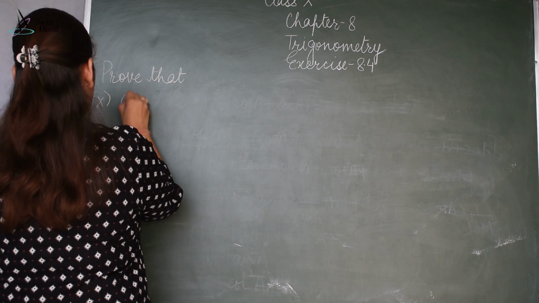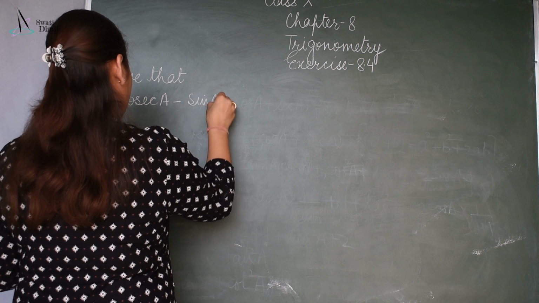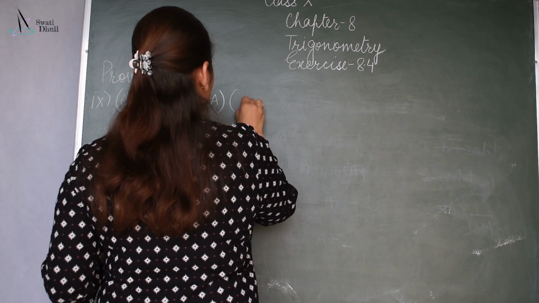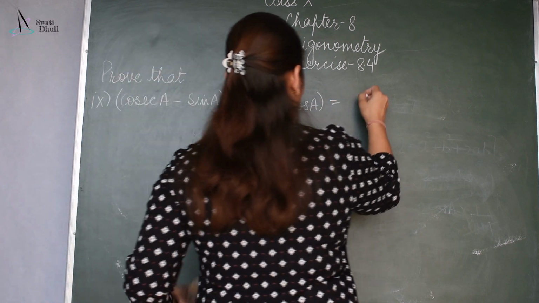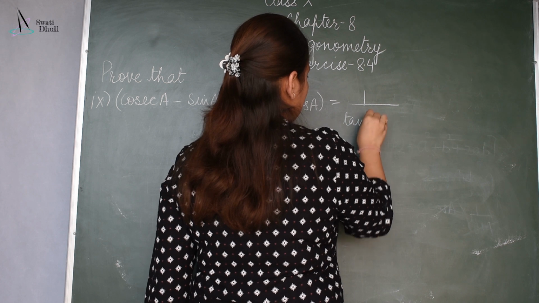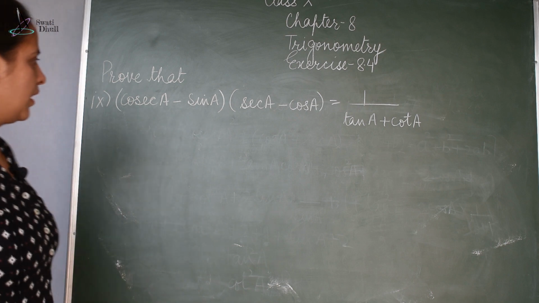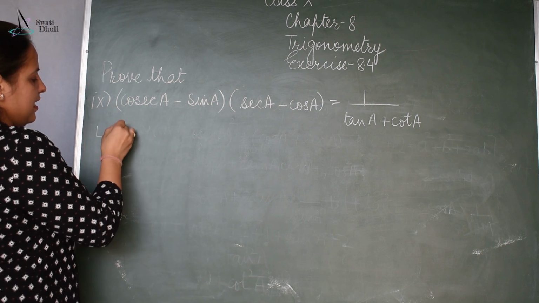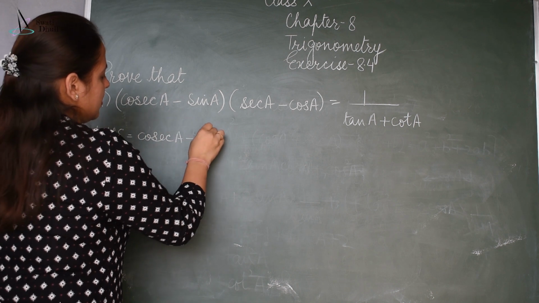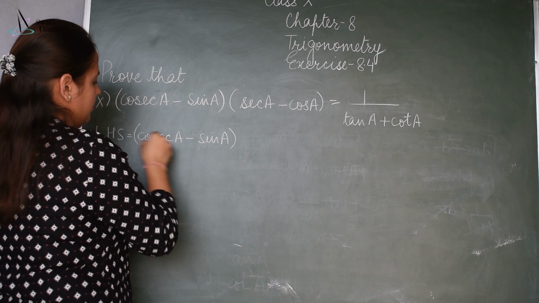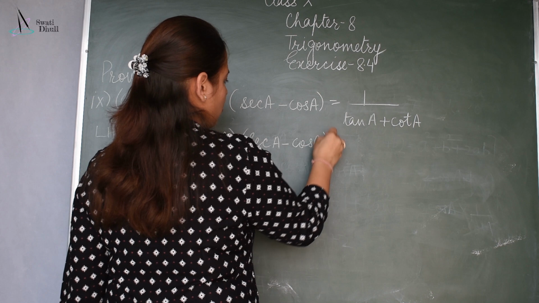Your ninth part is (cosecant A minus sin A) into (secant A minus cos A) is equal to 1 by (tan A plus cot A). Now see, first of all we'll take the left hand side: (cosecant A minus sin A) into (secant A minus cos A).